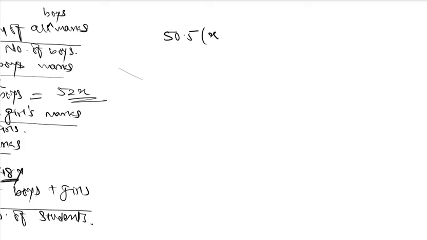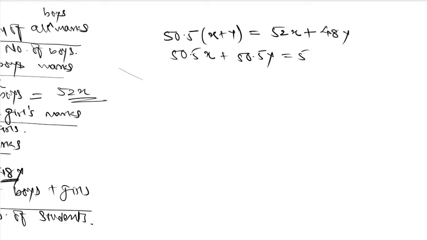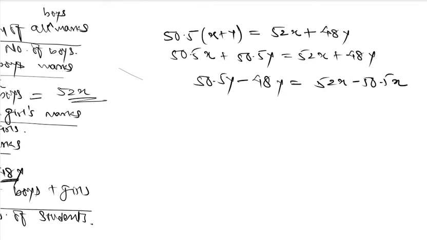50.5 bracket x plus y is equal to 52x plus 48y. So 50.5x plus 50.5y is equal to 52x plus 48y. Okay, so what is it going to be? 50.5y minus 48y is equal to 52x minus 50.5x. Okay, see, 50 minus 48 is 2, right?